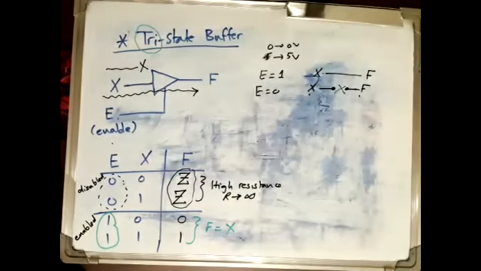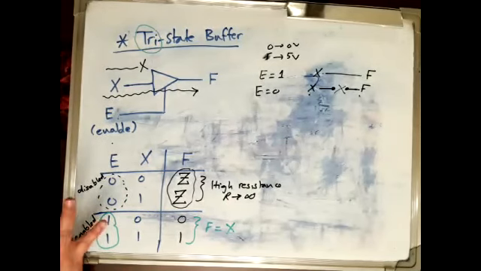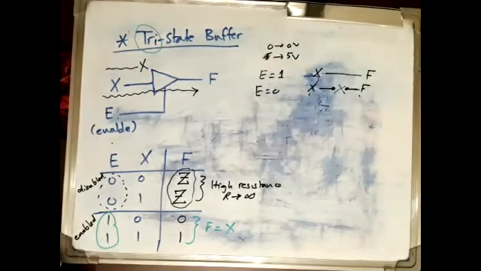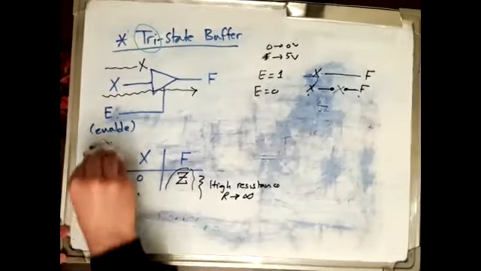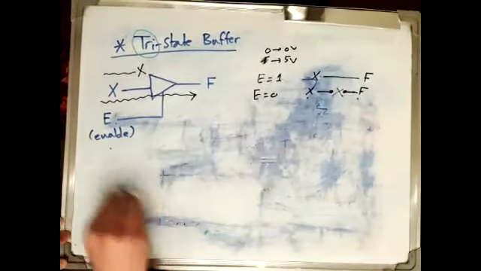Now, what is the advantage where we can use such a gate? It is a very important gate when it comes to connecting different logic systems or digital systems together. When we want different systems to communicate with each other, this gate becomes very useful. Let's take a very simple scenario to appreciate the importance of this gate.